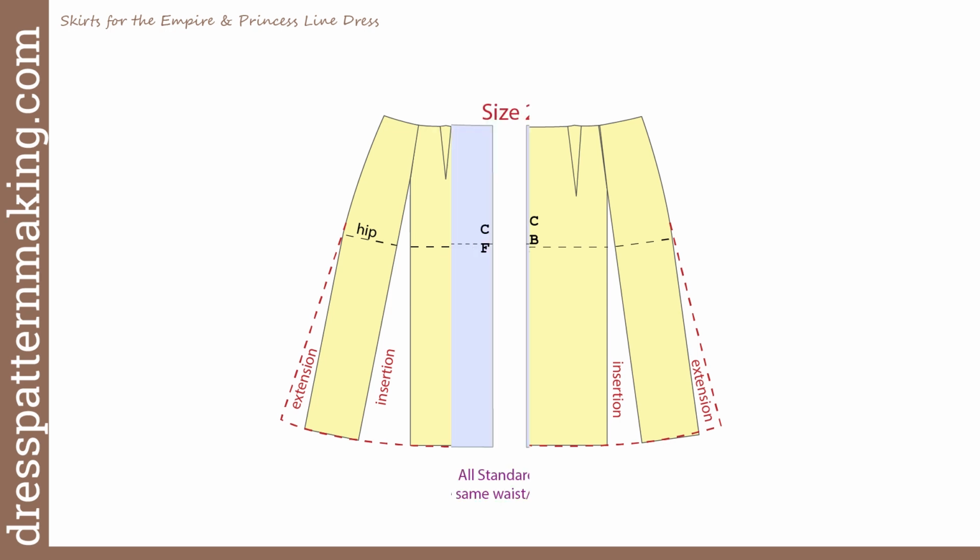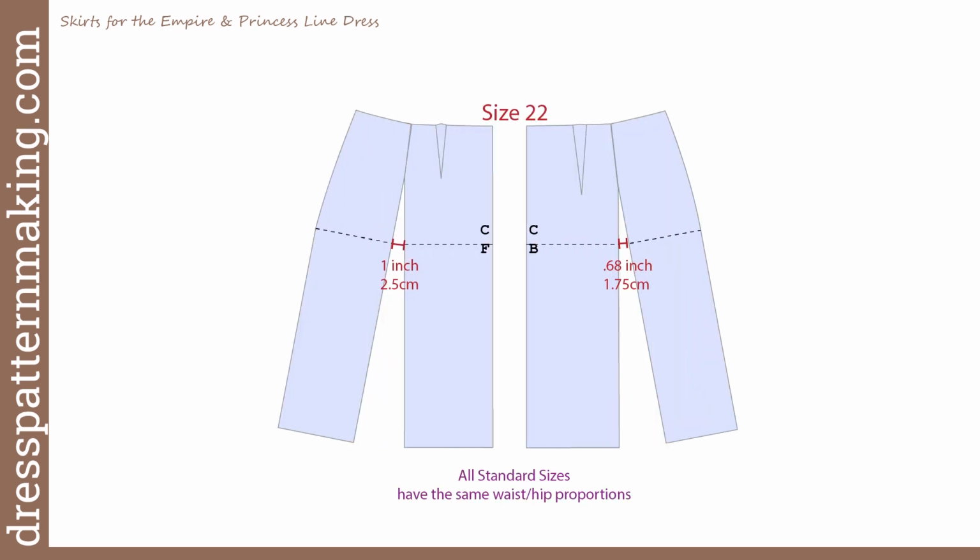So earlier I used a size 14 skirt block, and I showed you the amount of ease that I ended up with for Kate because she's a size 14. But this amount of ease will be the same for all the standard sizes. The exact same amount of ease, whether it's a size 6 or a size 22 or a size 14 or whatever. It doesn't matter what size I use. Here, size 22, it has the same amount of ease added when closing that dart.